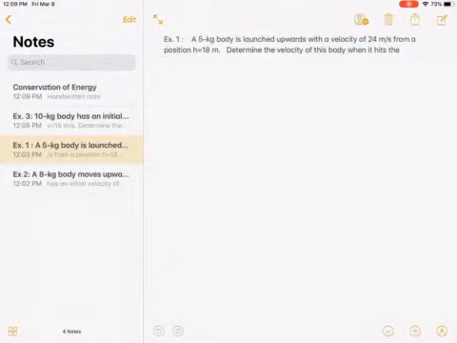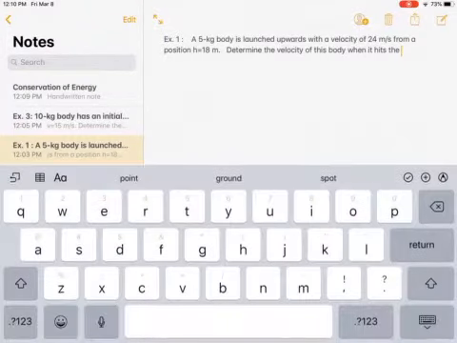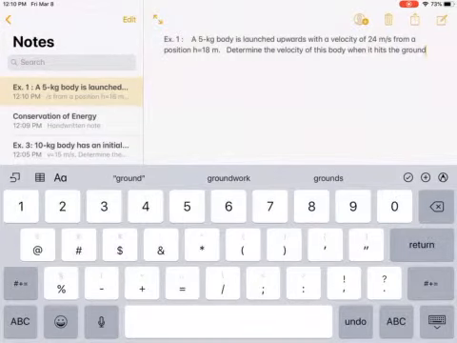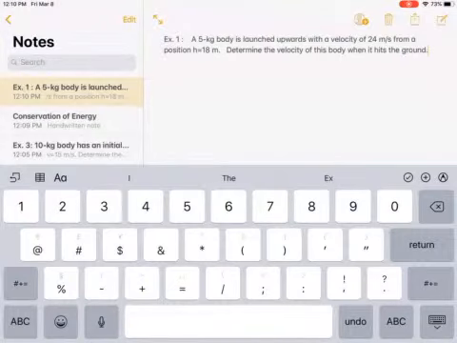In example 1, we have a 5 kilogram object launched upward with a velocity of 24 meters per second from a position of 18 meters above the ground. Determine the velocity of this body when it hits the ground. The word ground is cut off there, but we want to figure out the velocity of this object when it finally reaches the ground.